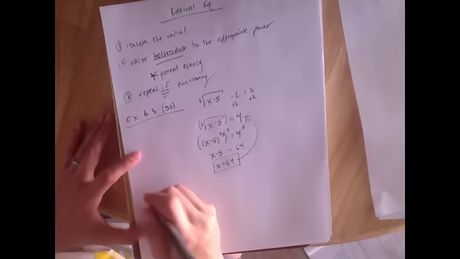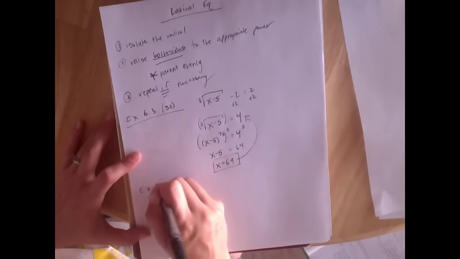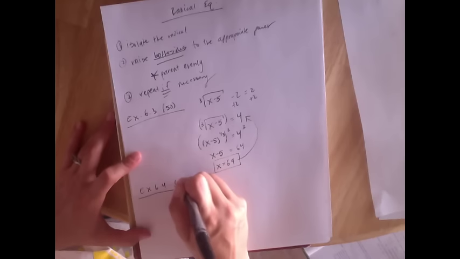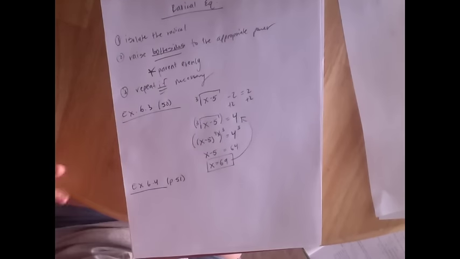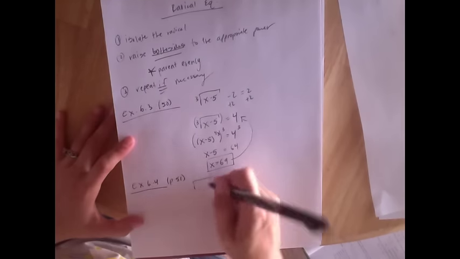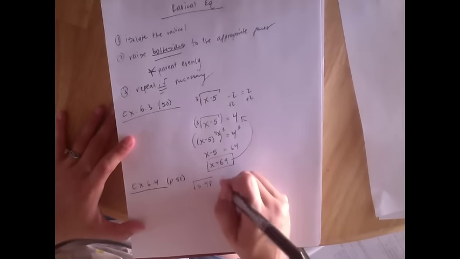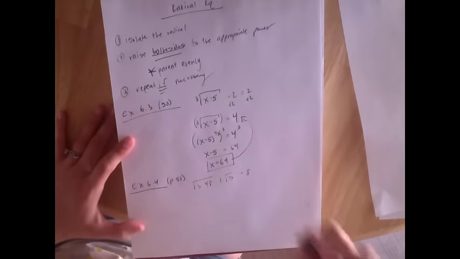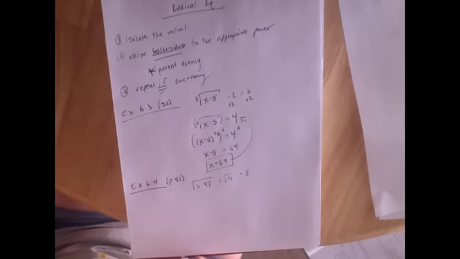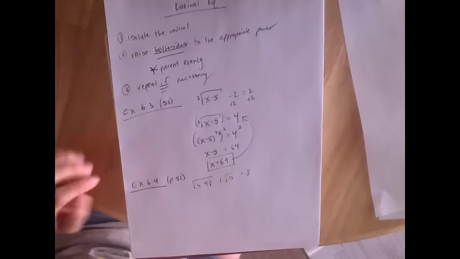I'll re-emphasize that in our next example, example 6.4 on page 51. This one's a little more difficult because we have multiple radicals. The square root of s minus 48 plus the square root of s equals 8. Please don't confuse my s's and my 5's. It's very easy to confuse them. So pay attention to what I am saying, not just what I am writing.